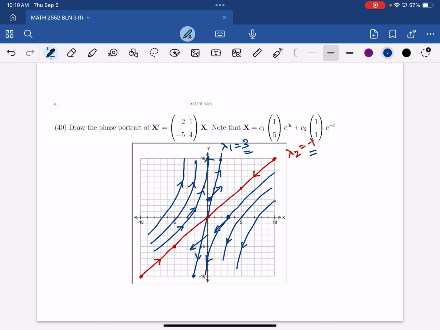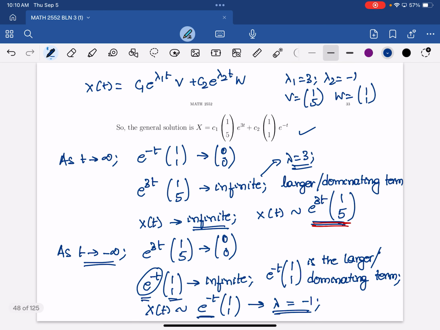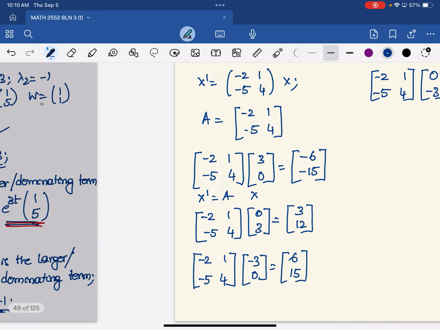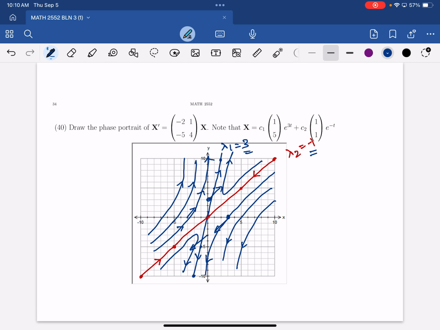Now what happens in the middle? Here you see the solution curves travel like this, and then they turn around and follow lambda equals negative 1. Here the solution curves will travel like this and turn around and follow lambda equals 3. But the solution curves will never go to 0, given by the fact that as t goes to infinity, my solution becomes infinite. As t goes to negative infinity, my solution becomes infinite. My solution becomes infinite here as well. So it will never go to 0. Instead, it is going this way. Is this clear?